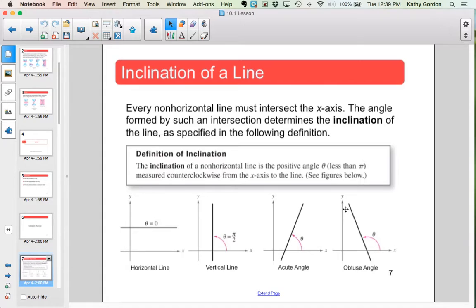And notice here that it says our angle has to be a positive angle, so we have to be going counterclockwise in our rotation, and it's going to be an angle that's going to stay less than pi. Okay, so I'm not trying to rotate around to get down here. I'm trying to rotate to get to anything that's up here above the x-axis.